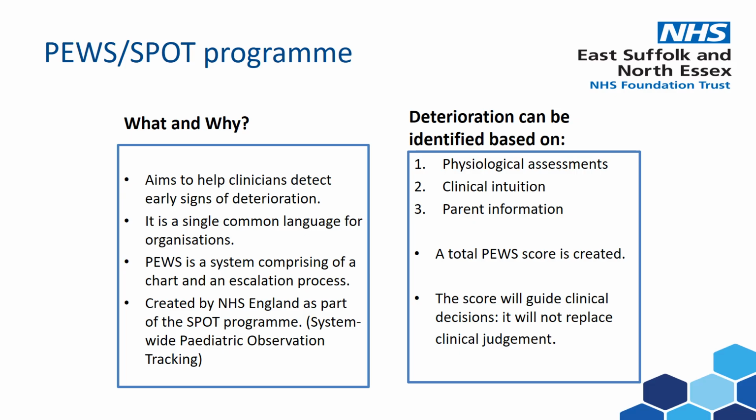The chart was originally designed by NHS England as part of something called the SPOT programme, and the idea of the chart is that deterioration can be identified based on three things: the physiological assessments that you will take of the child, your clinical intuition, and the parent information that you receive. A total PEWS score will be created, and this score will help guide clinical decisions, but it will not replace clinical judgment.